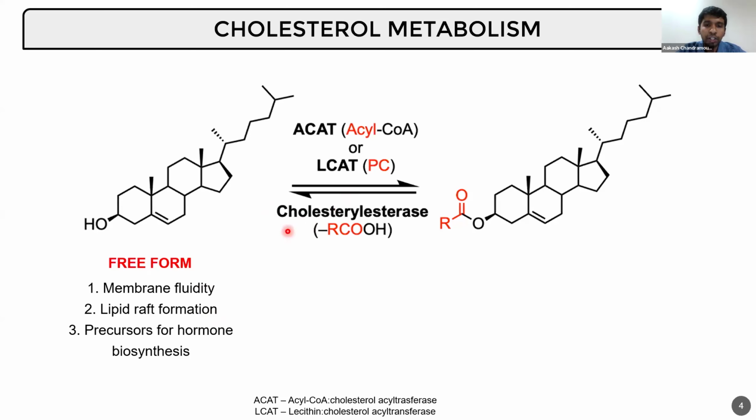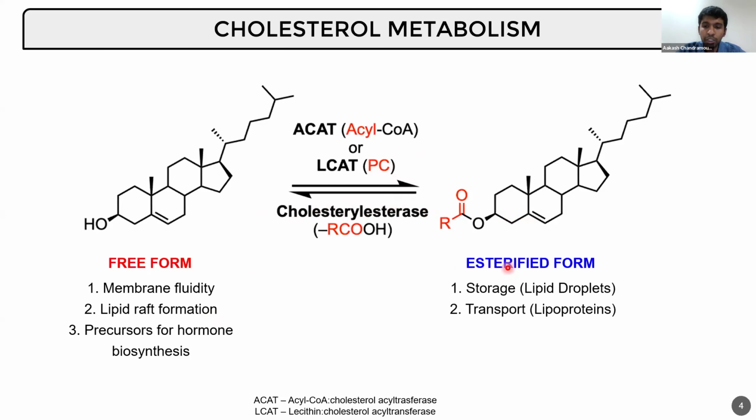This cholesterol is generally converted to fatty acid esters known as cholesterol esters, which is shown here, by two major enzymes, ACAT and LCAT. The substrates for these enzymes are long-chain acyl-CoAs or phosphatidylcholine. These cholesterol esters are majorly stored in lipid droplets, or they are used for transport of cholesterol within the body in the form of lipoproteins. These cholesterol esters can be converted back to free cholesterol through the action of enzymes known as cholesterol esterases. Physiologically, the concentration of these molecules is very important since they are associated with various disease pathologies.